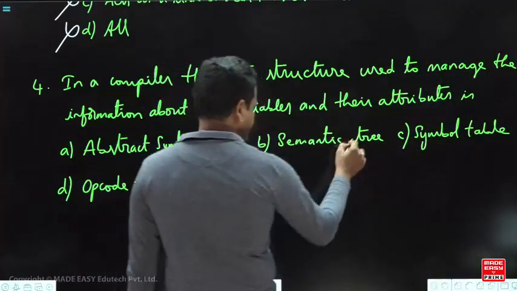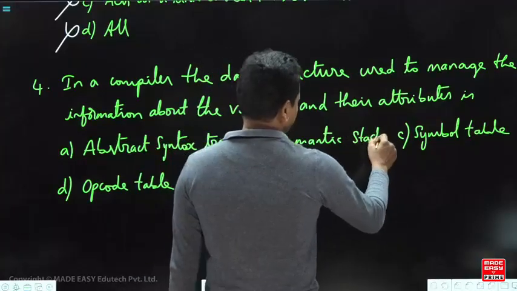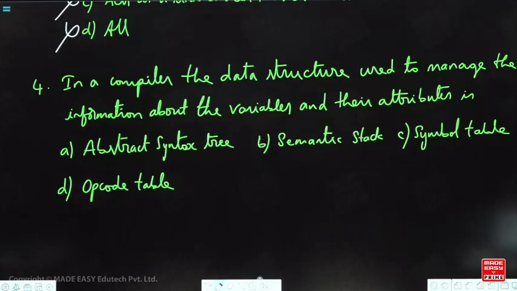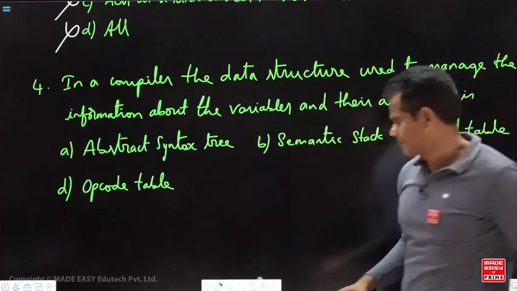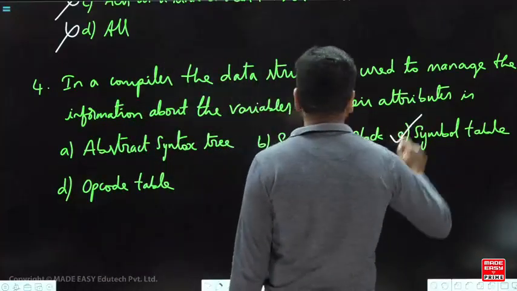Okay, this is semantic stack. So what is the answer? Good, symbol table. Good. It's a direct question, direct answer. It is symbol table. Next.